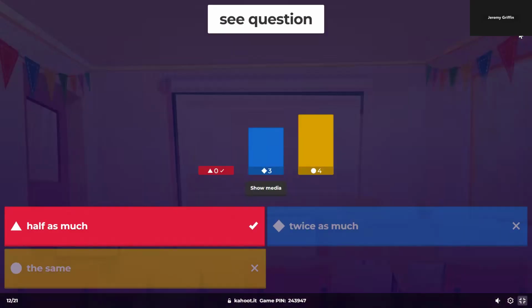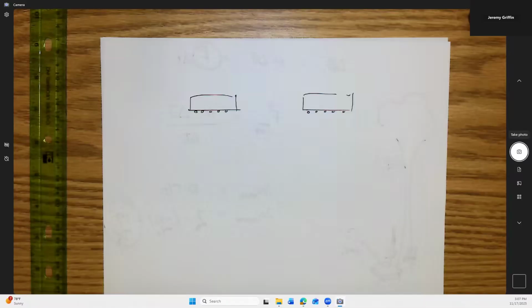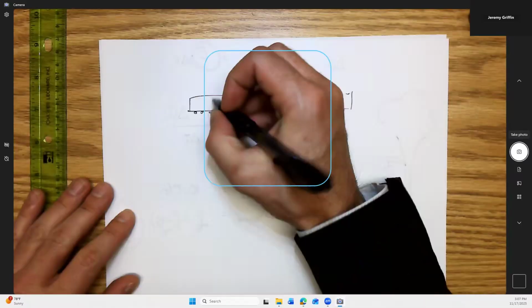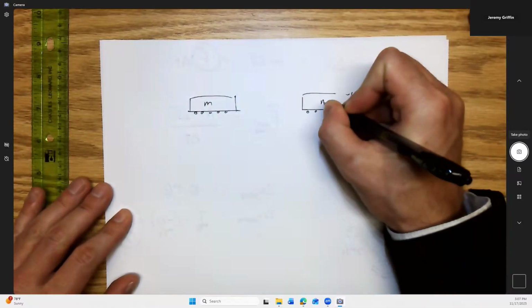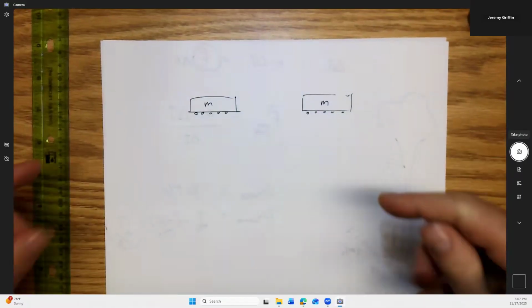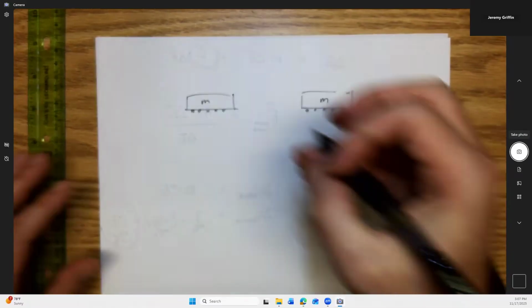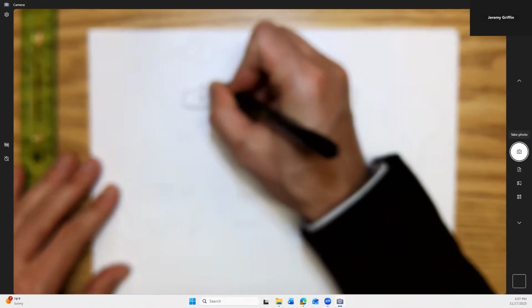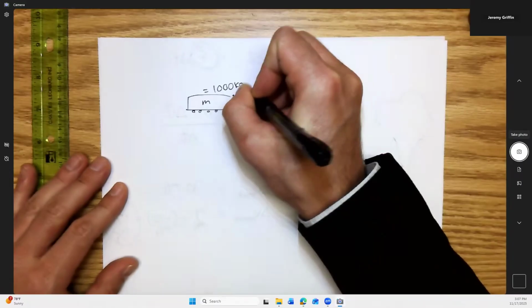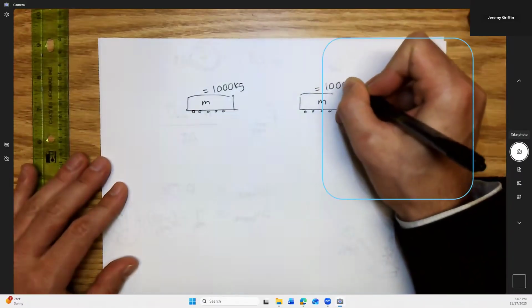Oh, nobody got that. Half as much. All right, so if we solve this one, we've got some car mass m, and identical car means the same mass. Whenever you see the word identical in physics, they're usually referencing same mass. Now we can make up whatever mass number we want. I'll make it real straightforward. Let's call this guy 1,000 kilograms, and this guy also 1,000 kilograms.